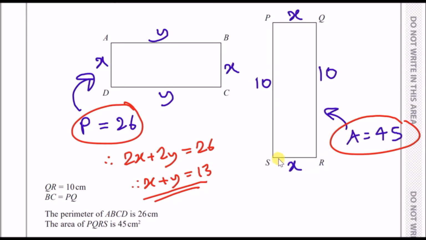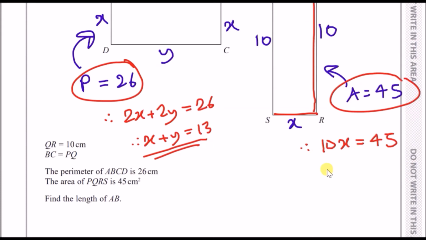Likewise for the area, base times height is 45. So x times 10, which is essentially what? 10x must equal 45. Divided by 10, you should get x equals 4.5. That's it. So we're actually almost done.